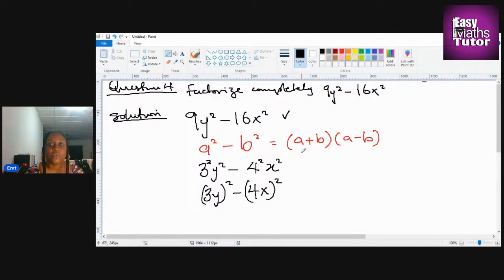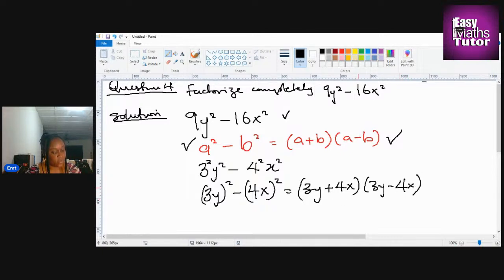Factorize completely, so we have to make it look like the equation up here. Therefore, we will have (3y plus 4x)(3y minus 4x), and this is our complete factorization. Okay, the option is B. Now I'm solving JAMB past question 2021.